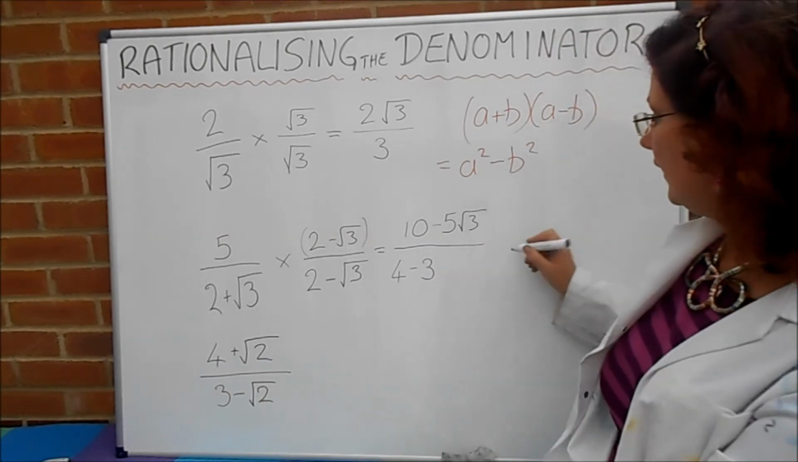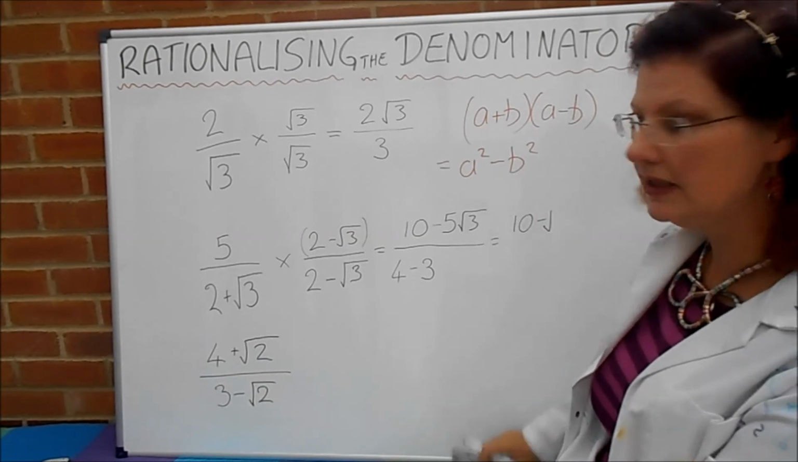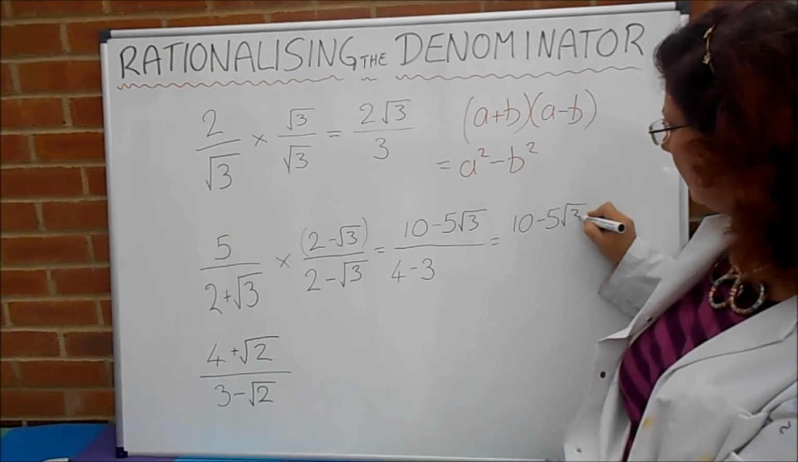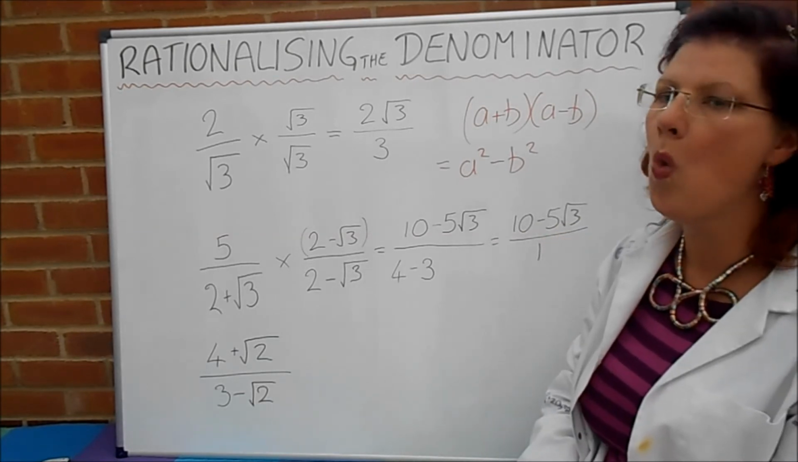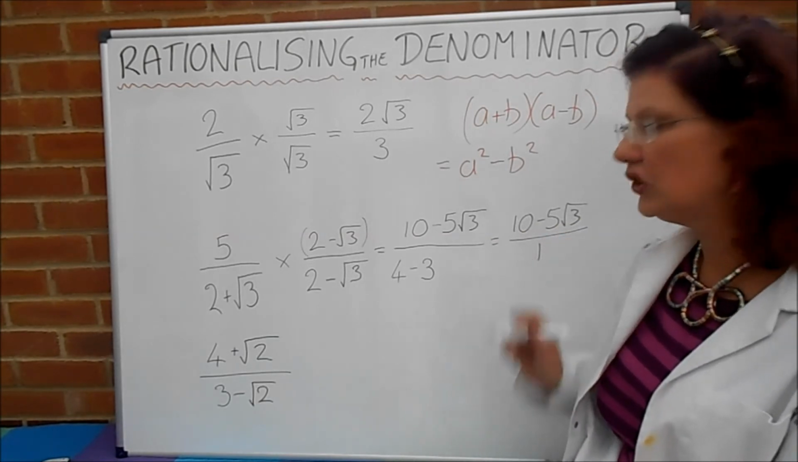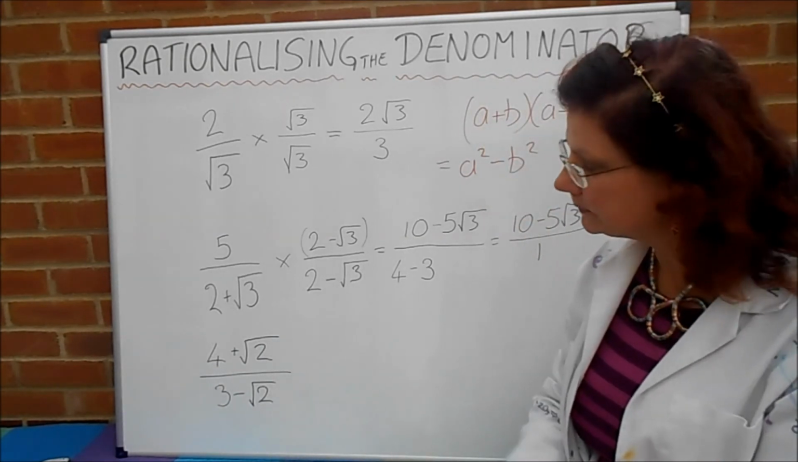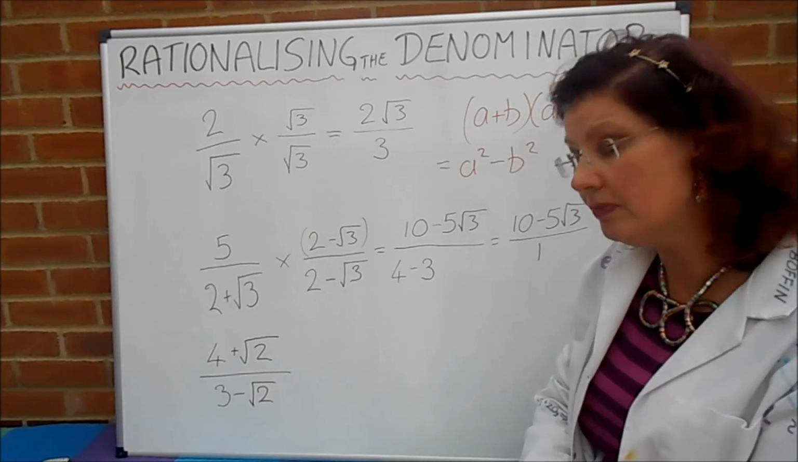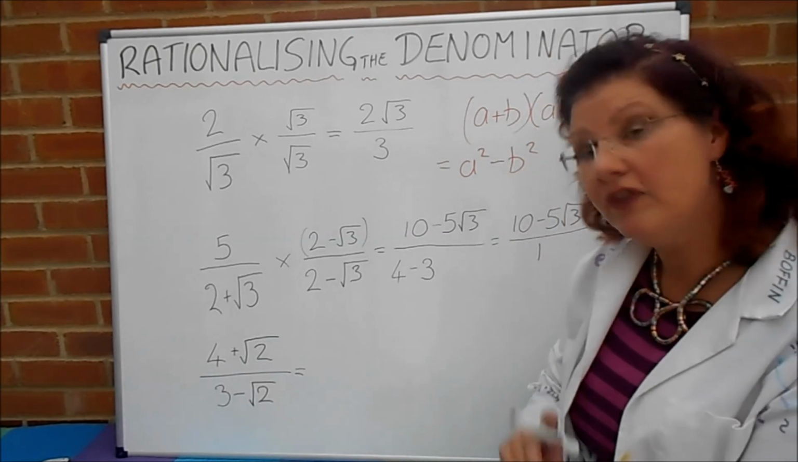Okay, so that then all simplifies down to 10 minus 5 root 3 over 4 take away 3, which is 1. Rational denominator. Right, last one down here. We've got an irrational number on top and an irrational number on the bottom.